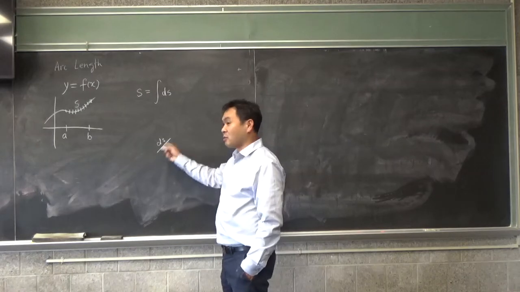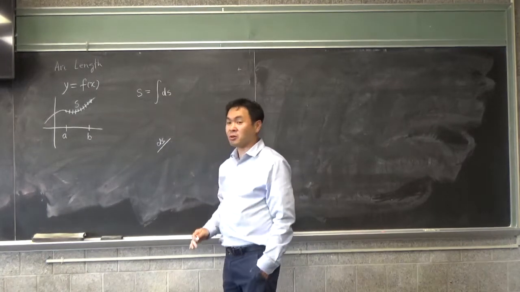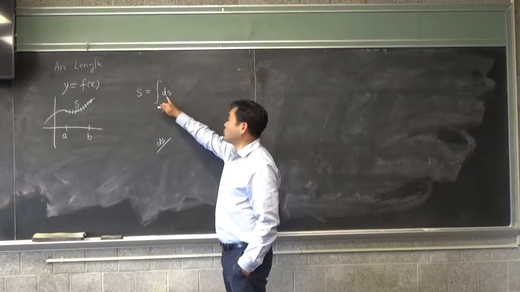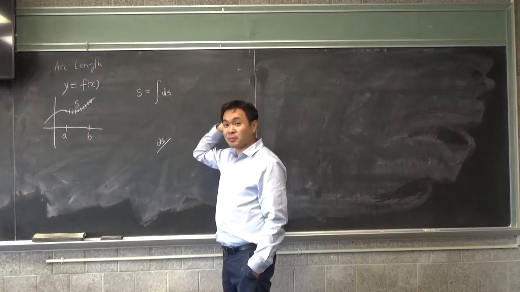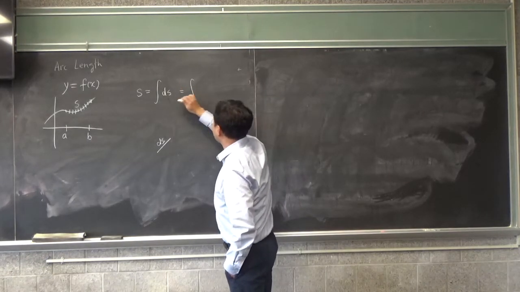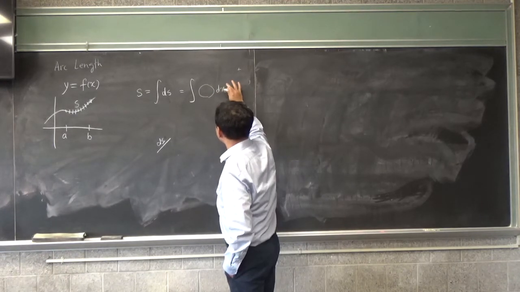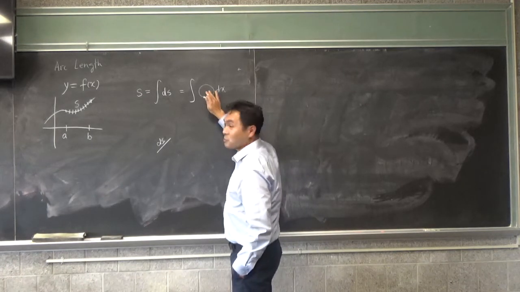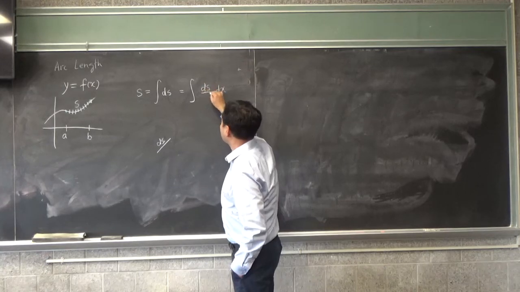Now we have to figure out how to rewrite this into other things that you know. Notably, we can never do any integral with ds. We can only integrate by dx or dy. So think about the following. I need to rewrite this as something times dx, or maybe dy. What would this be? This would be ds over dx. Isn't that right?